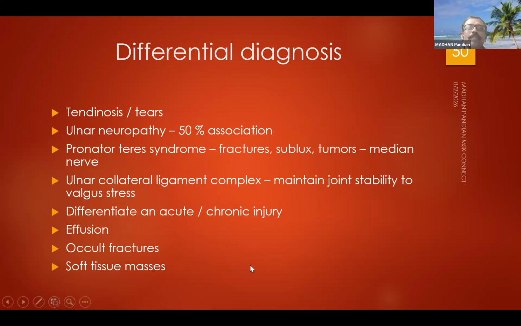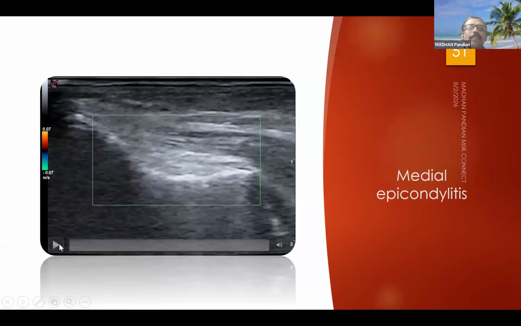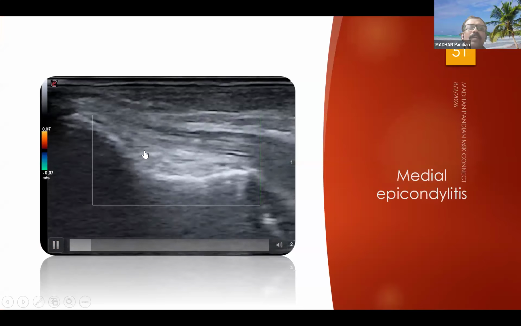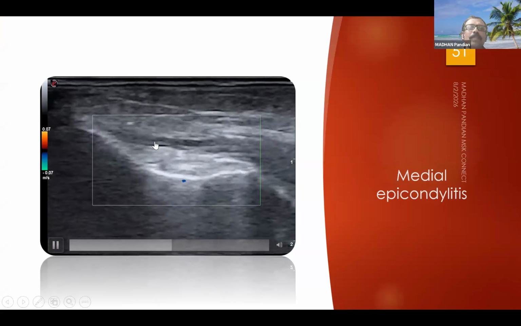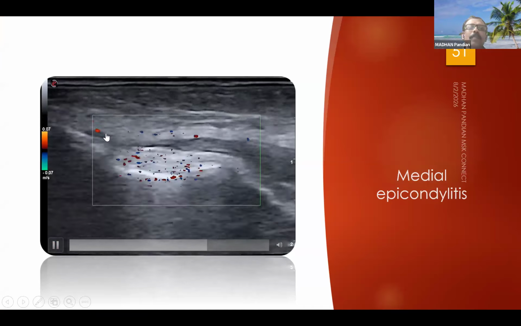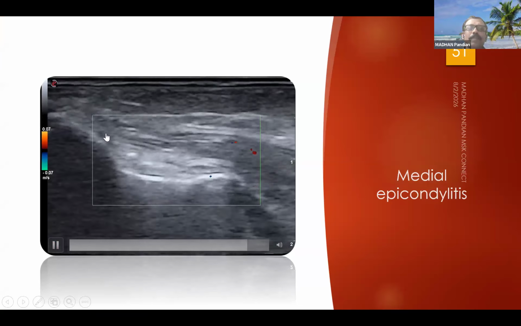So there are quite a lot of differential diagnoses. It could be acute, like an occult fracture, soft tissue injuries, effusion; it could be chronic and acute injury, tendinosis, neuropathies, ulnar neuropathy. All these are differential diagnoses for medial epicondyle related pain. You can see a few blood vessels within there because of acute inflammation, because of a tendinopathy, and you can plan for either a steroid or a PRP injection.